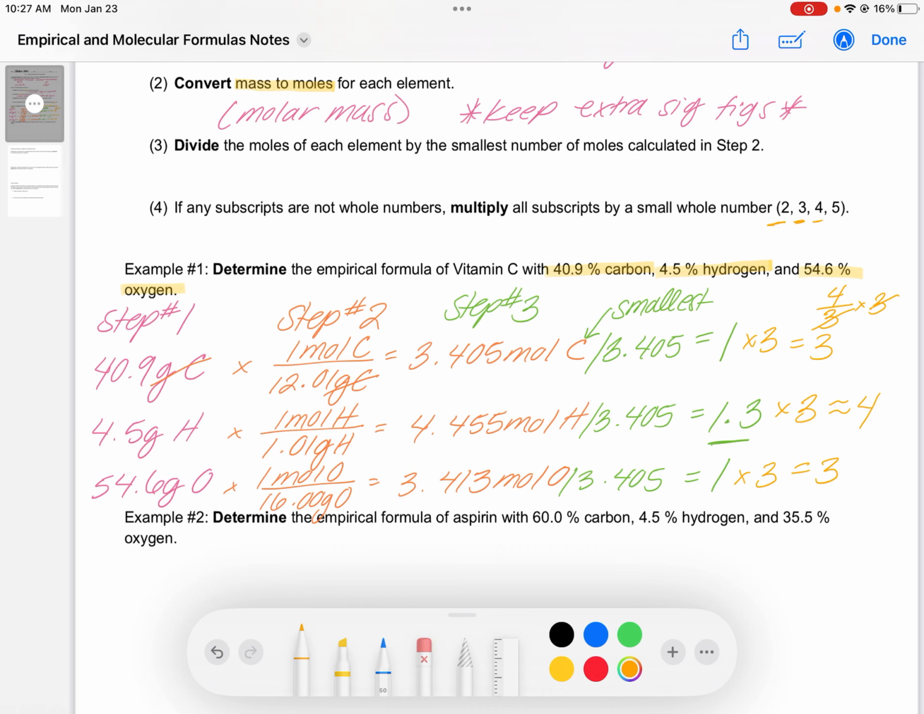This result, the 3, 4, and the 3, these represent our subscripts in our chemical formula for each of these elements. The 3 is associated with carbon, the 4 is associated with hydrogen, and the other 3 is associated with oxygen. And so when I write my empirical formula for this compound, I'm going to write C3H4O3. And this would be my final answer. This is the empirical formula.